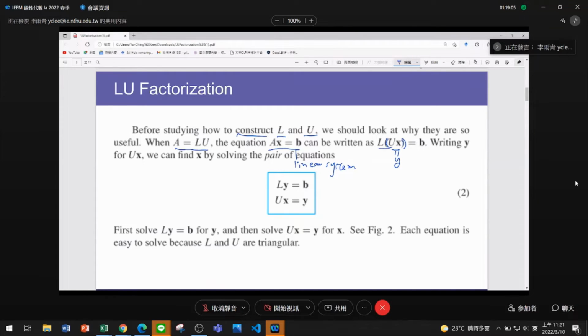And then we can find the final solution X by solving the pair of equations. First, we solve Ly equals B. So L is the unit lower triangular matrix from the LU factorization. And Y is unknown in the first linear system.